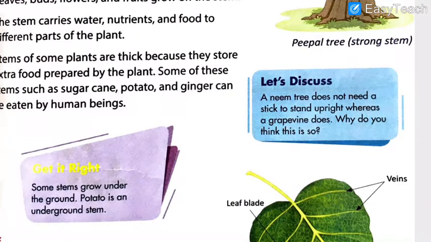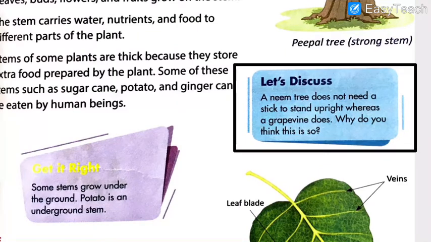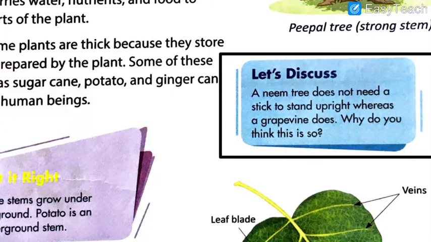So, here one question is asked for you all to discuss amongst your friends. What question is it? A neem tree does not need a stick to stand upright, whereas a grapevine does. Why do you think this is so? I want you to discuss it with your friends and send me the answer on WhatsApp. Why do you think that the neem tree does not need the stick, whereas the grapevine plant does need a stick? I hope that, my dear students, at least those who are watching the video thoroughly from start till end, will send me the answer.